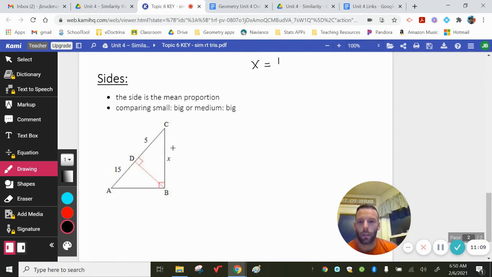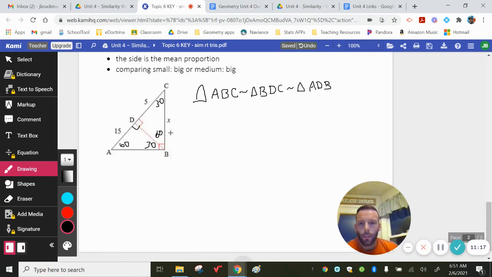So the first thing I'm going to do is just guess and say which of the angles I want to call 30, which one's 60, and then fill in the rest of them. So if I call angle C 30, that means that angle A has to be 60, and therefore angle ABD has to be 30, and its adjacent angle DBC has to be 60. And then I use that to write my triangles that are similar to each other.